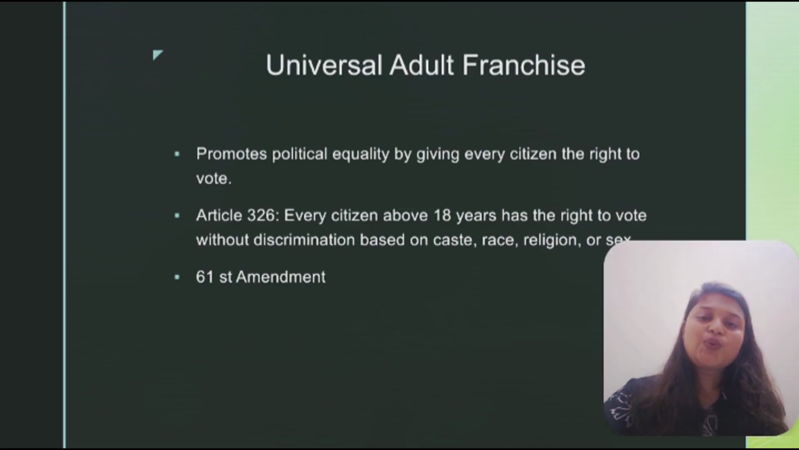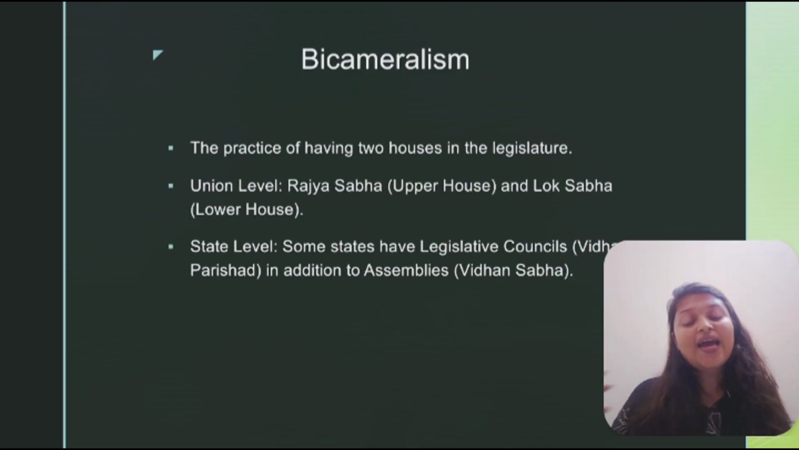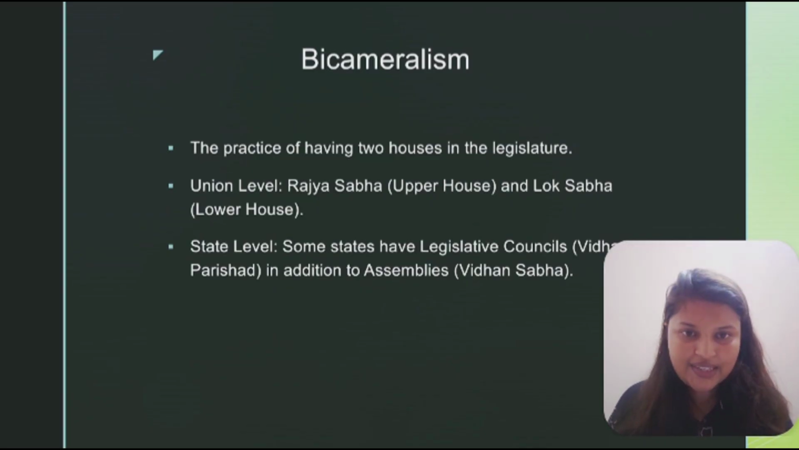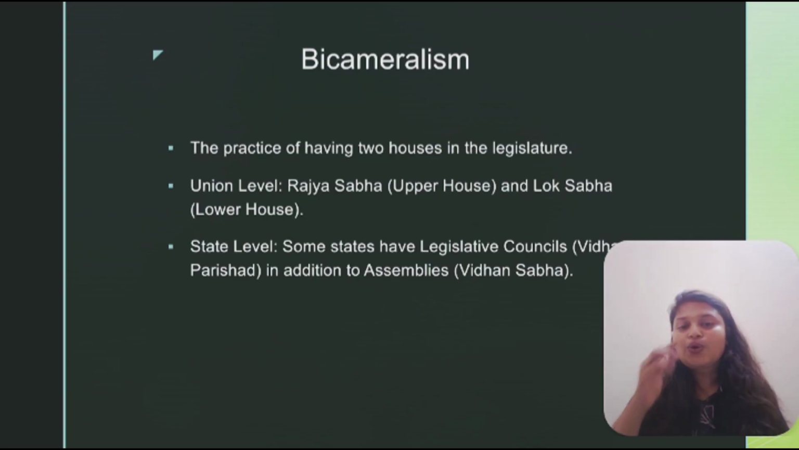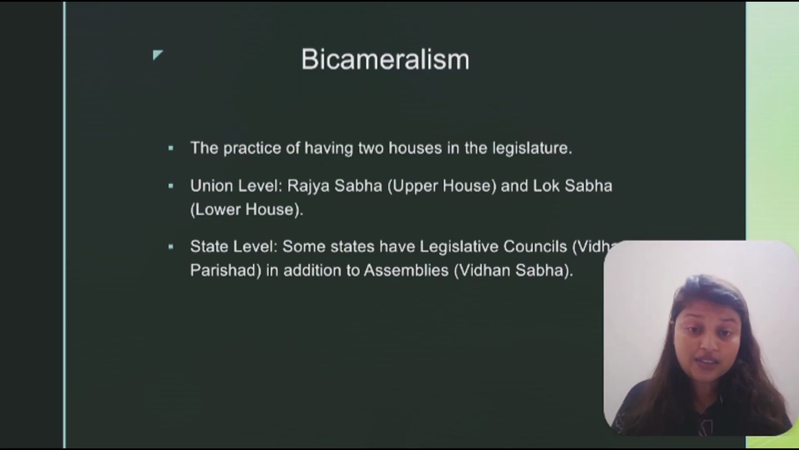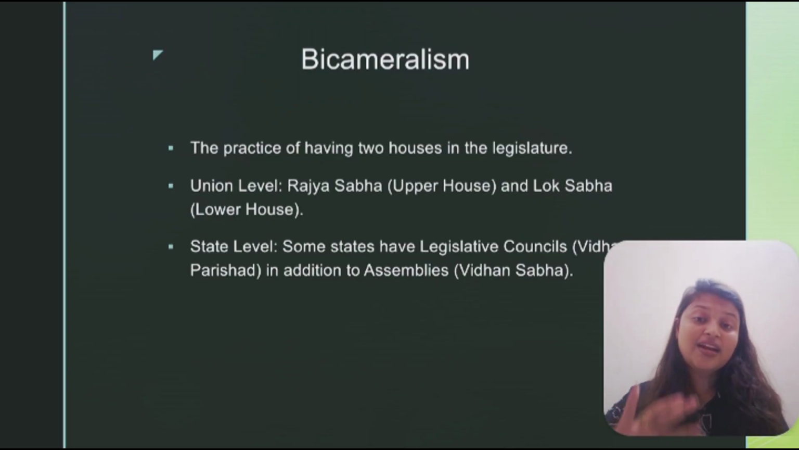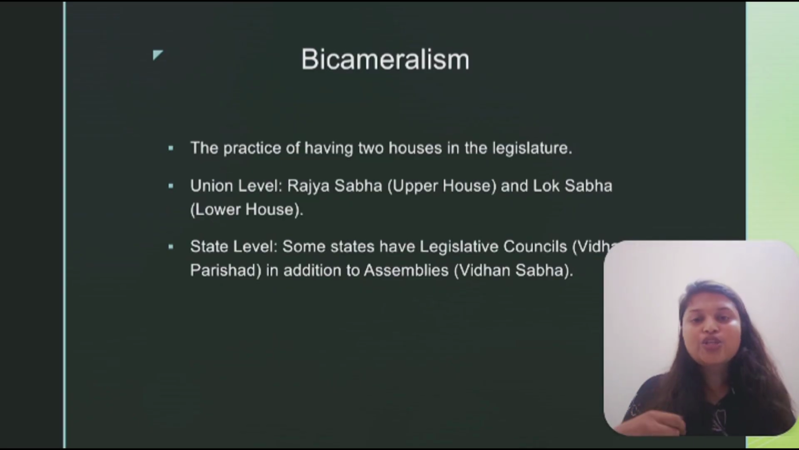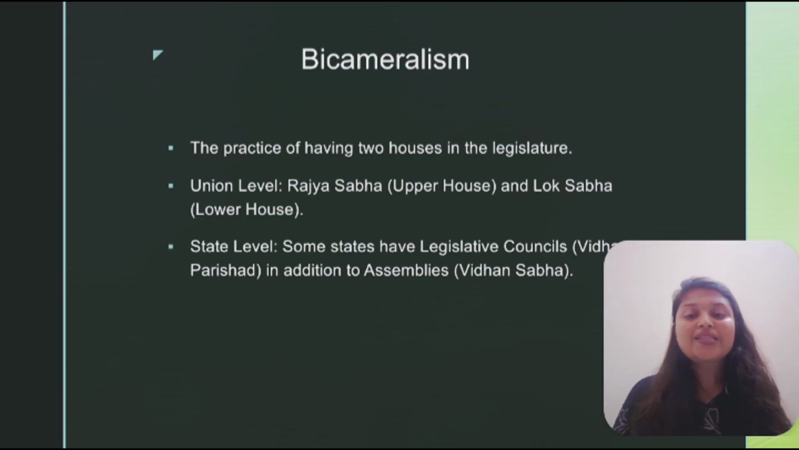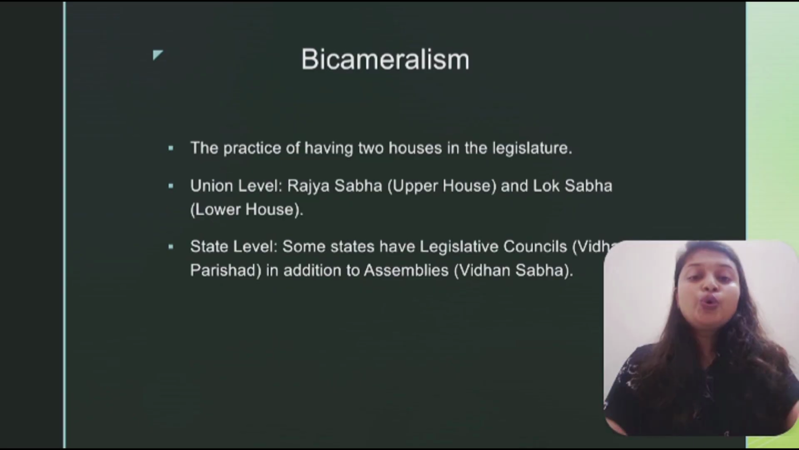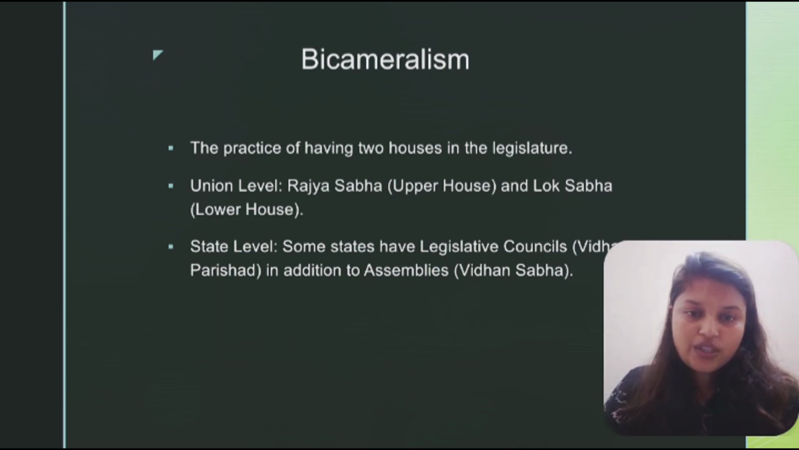So this is universal adult franchise, that is any person who is above 18 has the right to vote and elect their representative or elect their government, right? Going on with the other important feature, that is bicameralism. What is bicameralism? Bi means two, right? So cameralism actually means the parliament, where we have two levels of parliament in our constitution.